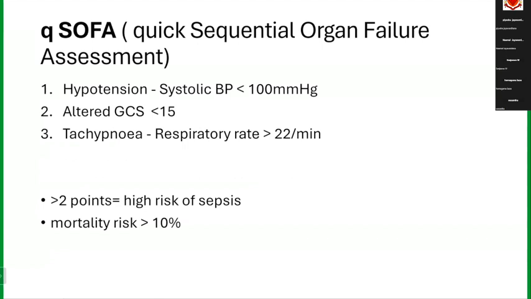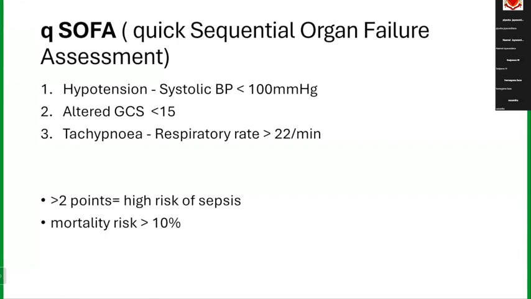It has only 3 criteria: hypotension, altered GCS, and tachypnea. If 2 or more are positive, there is a high risk. And of course, the patient has to have a possible infection as well. Then you can say if there are more than 2 points, the patient is having sepsis. But remember, some other clinical conditions can also have these signs and symptoms.